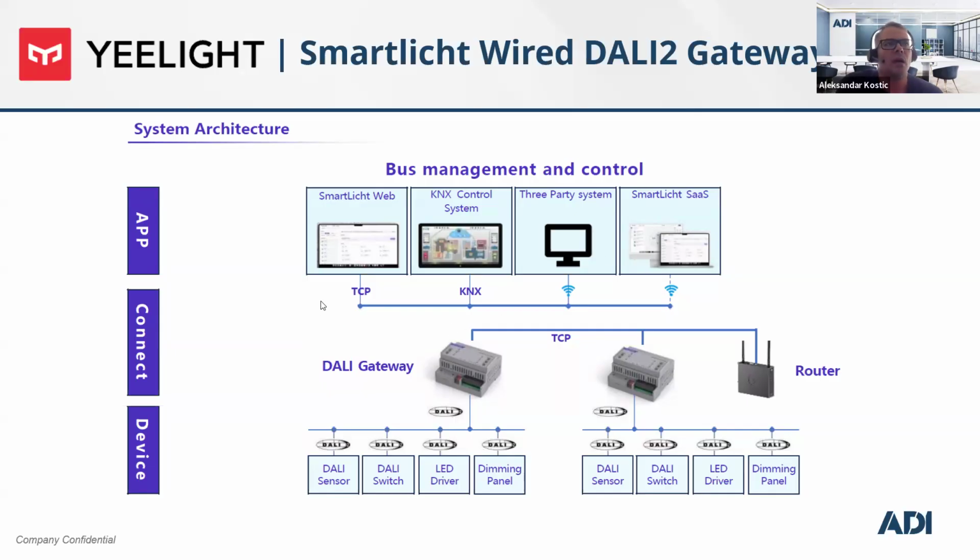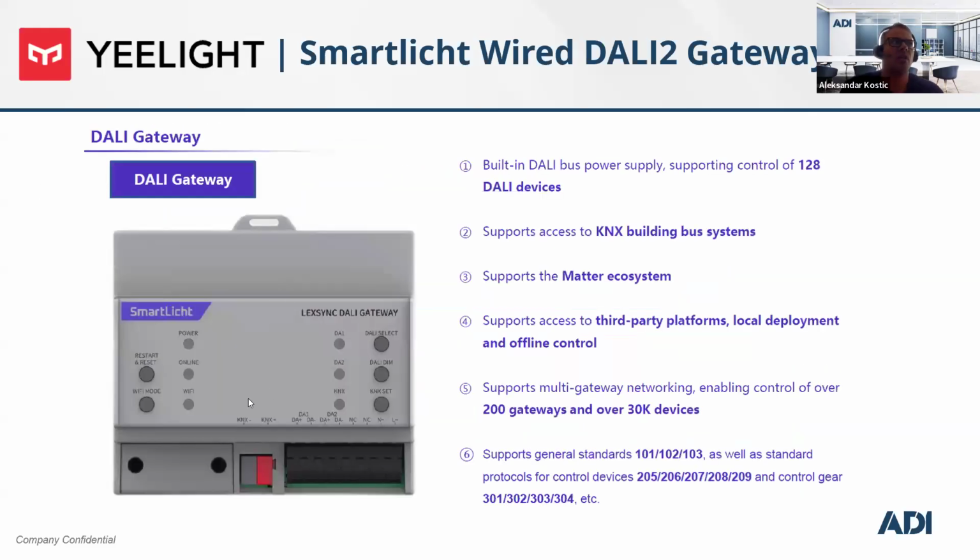Speaking about the control, as I said, there are two serial bus interfaces for DALI 1 and DALI 2, and one serial bus interface for the KNX. On the other side, you have TCP/IP, from where it is getting an IP address from the network, and from that side, it can be integrated to some third-party control system like Control4.